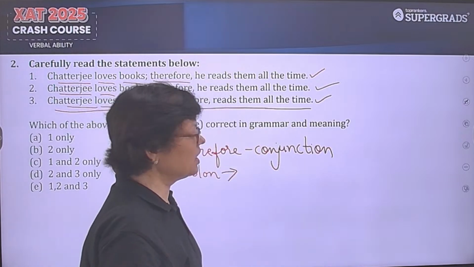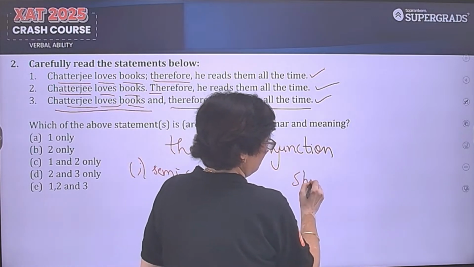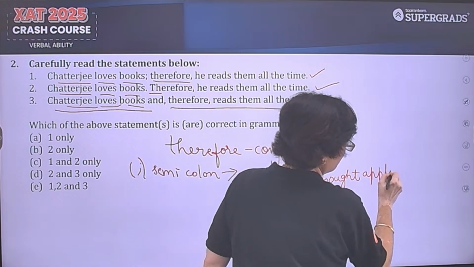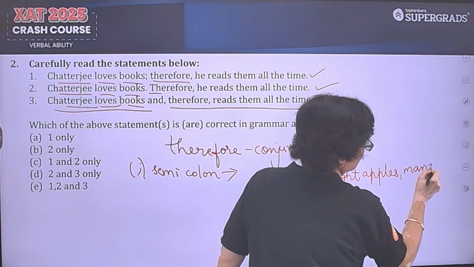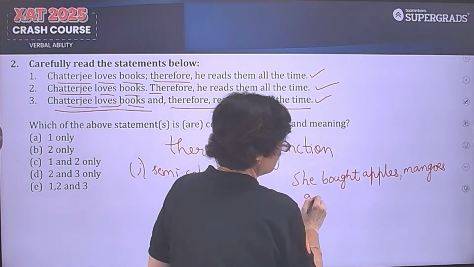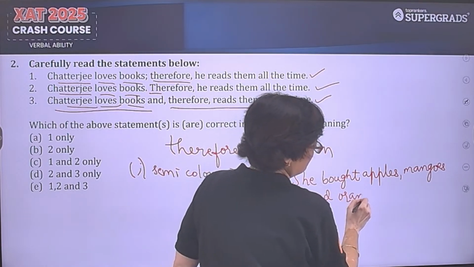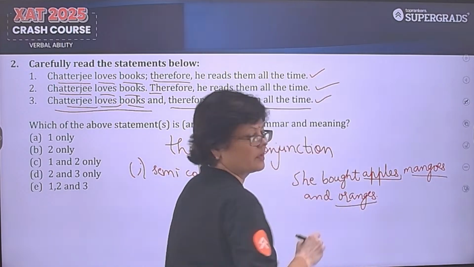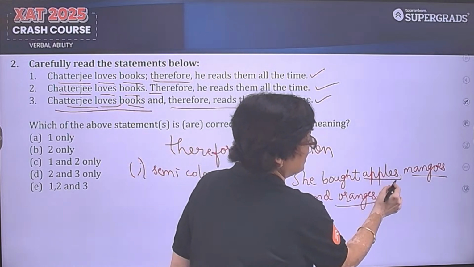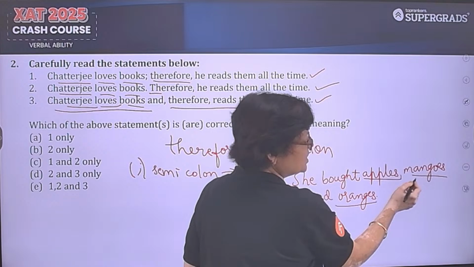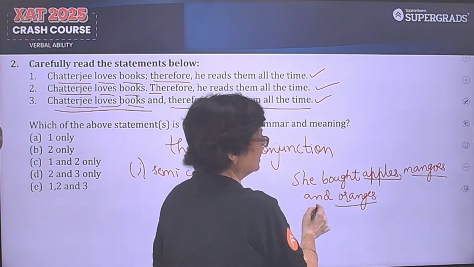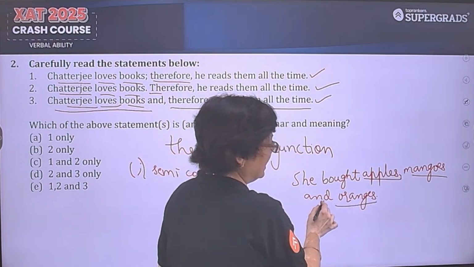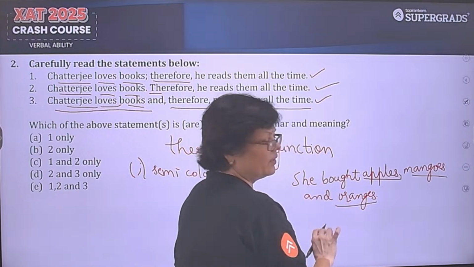I'll give you one example. Suppose I say, she bought apples, mangoes, and oranges. So here, since you find that we have nouns, subjects, okay? So here, after this noun, we have separated, we have made a list by adding a comma here. But here we are completing the list, so to say. So here, instead of adding a comma, we can add and because we are completing this. And there is no need of a comma here.